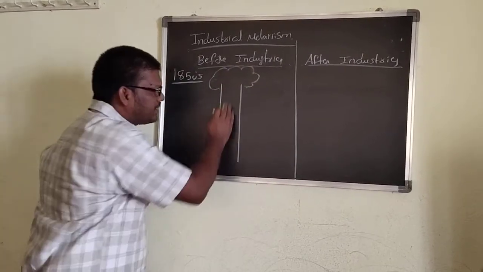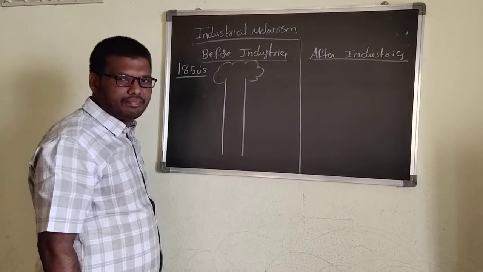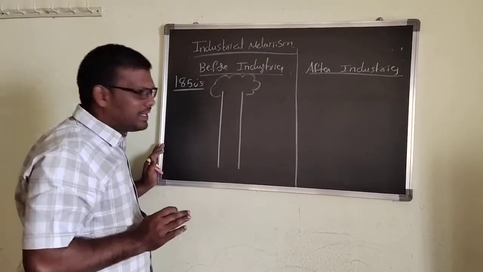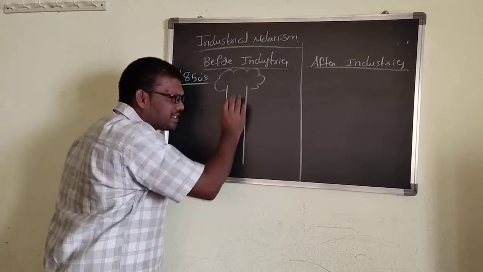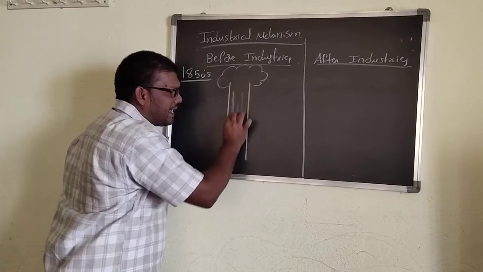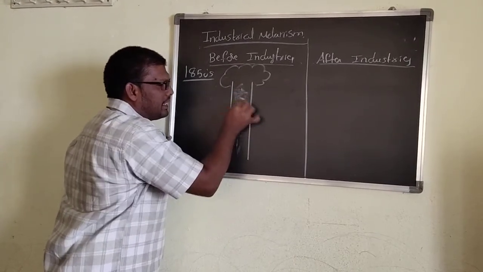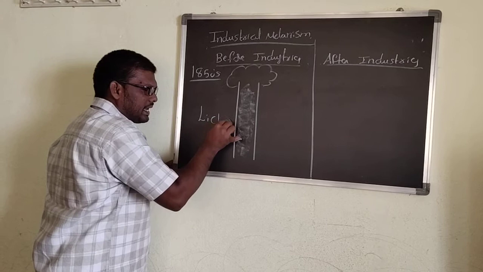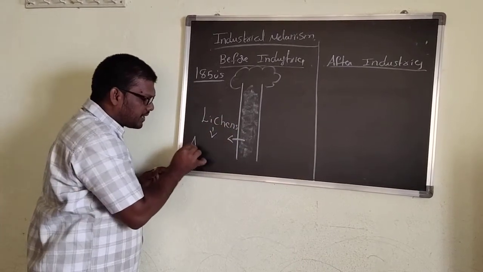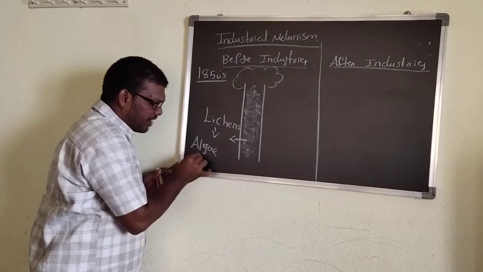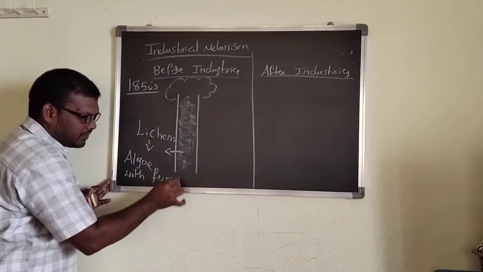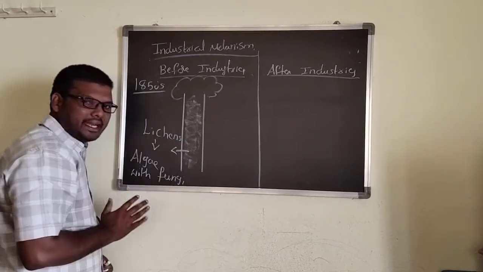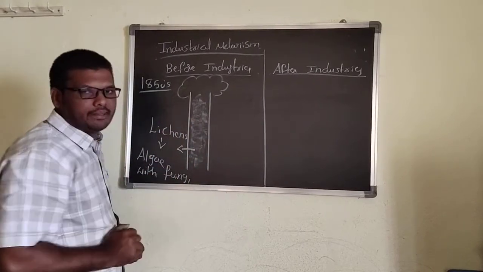Suppose this is a tree and this is the bark of the stem. Before industries there is no pollution. That's why at that time lichens are present on the surface of this bark. Lichen is an association of algae with fungi. A thick outer growth takes place on the bark of the stems, and it appears white.